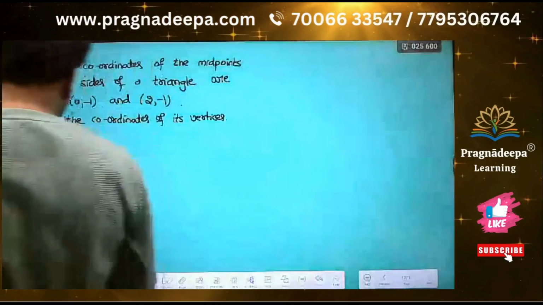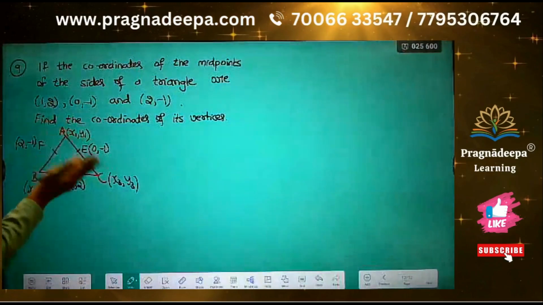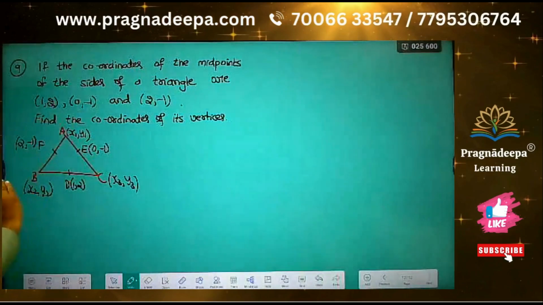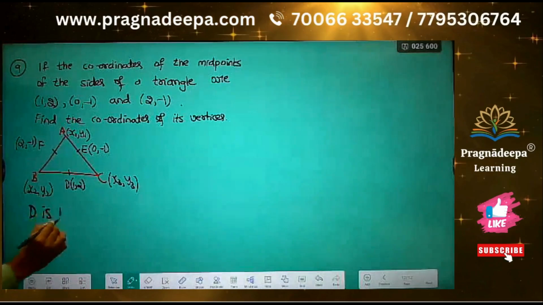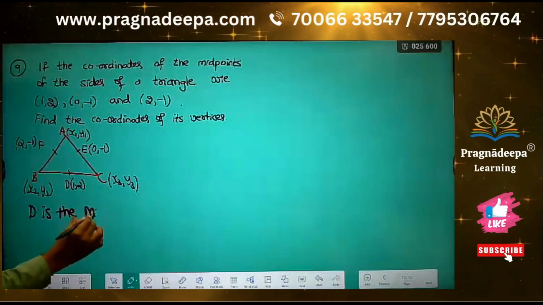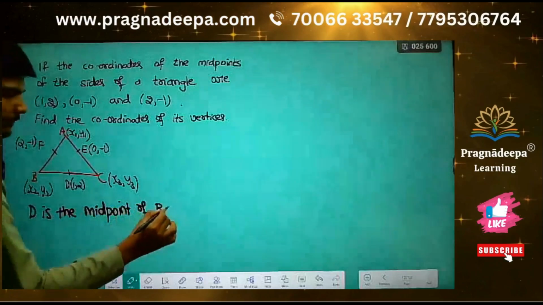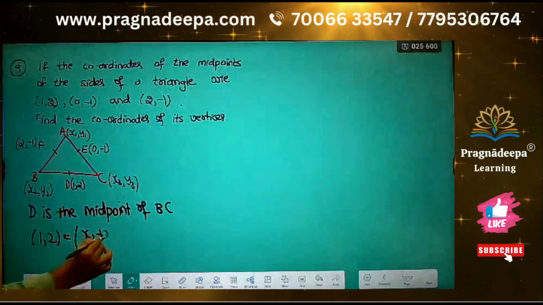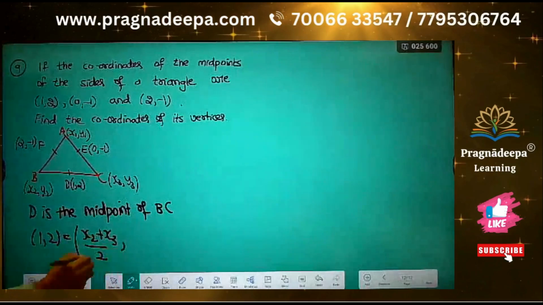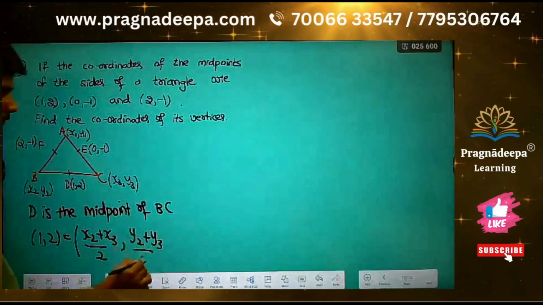D is a midpoint, right? Apply midpoint formula. D is a midpoint of BC, E is a midpoint of AC, F is a midpoint of AB. Apply the midpoint formula. What do you get? So D is the midpoint of BC. So (1, 2) is equal to (x2 plus x3 divided by 2, y2 plus y3 divided by 2).